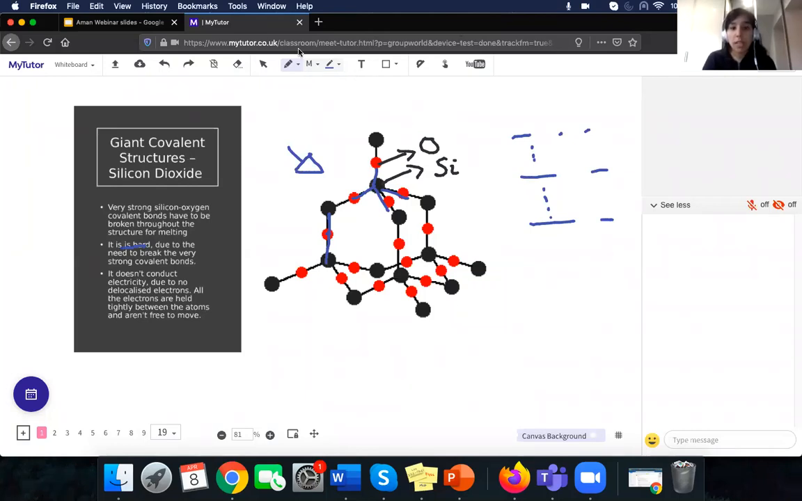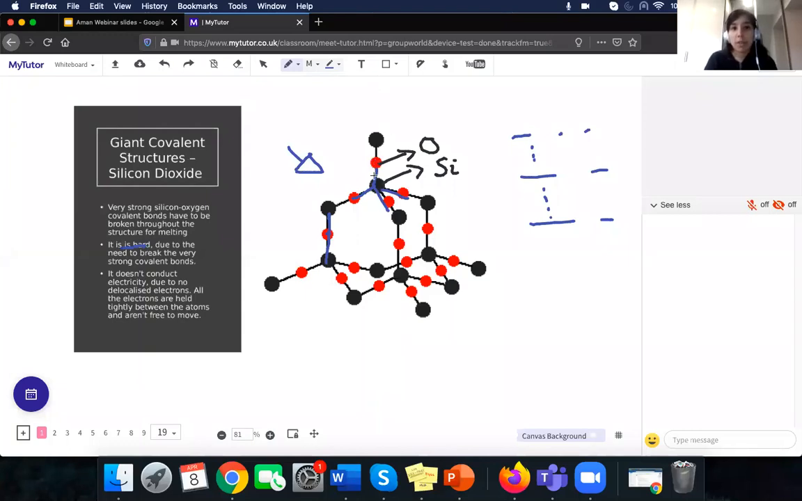Someone is asking, is silicon dioxide using metallic bonding? No, it's not. Silicon dioxide is using covalent bonding because silicon and oxygen are non-metals, so it's all a covalently bonded structure. We call it a giant covalent structure. So as I said, it does not conduct electricity because all the electrons are used in the covalent bonding. That means there are none free to move through the silicon dioxide structure to carry any charge, just like in diamond, where the carbon atoms form 4 carbon-carbon bonds, and that means there's no electrons available.